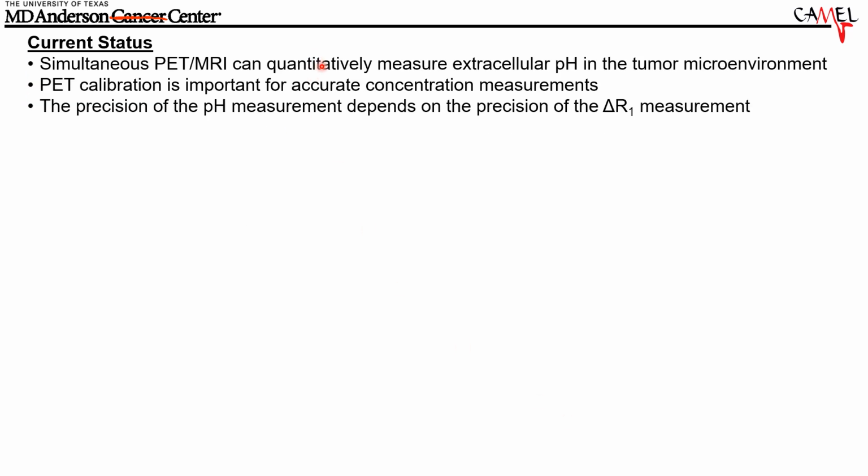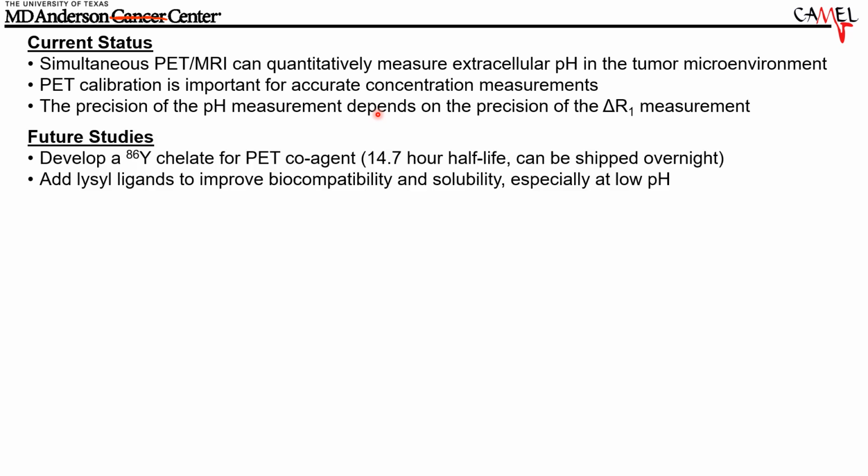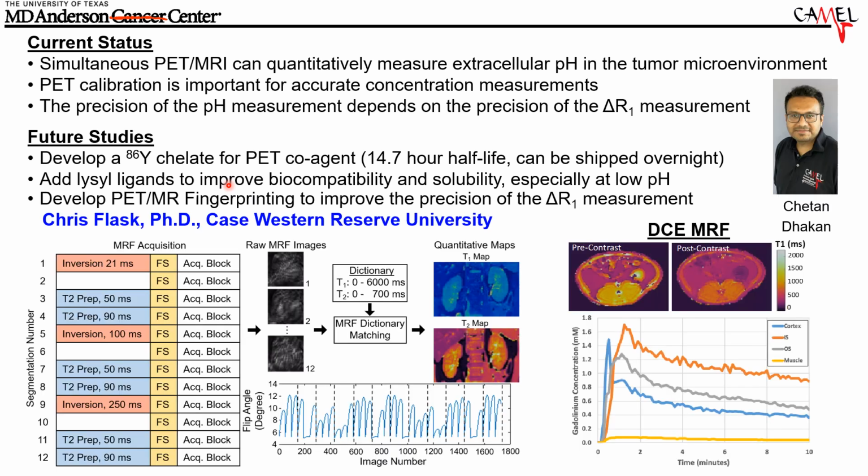So to summarize, we can measure pH using simultaneous PET MRI. You need a carefully calibrated PET instrument, though. Also, the error is dependent on MRI. We're developing a yttrium chelate as an alternative product because the gallium is unstable. Yttrium should be more stable. We're also improving solubility of our agents.